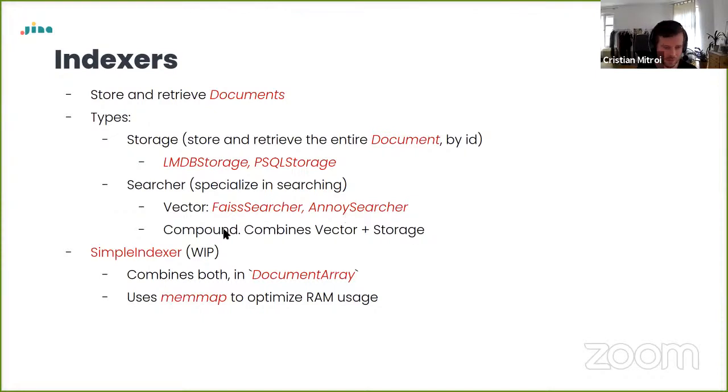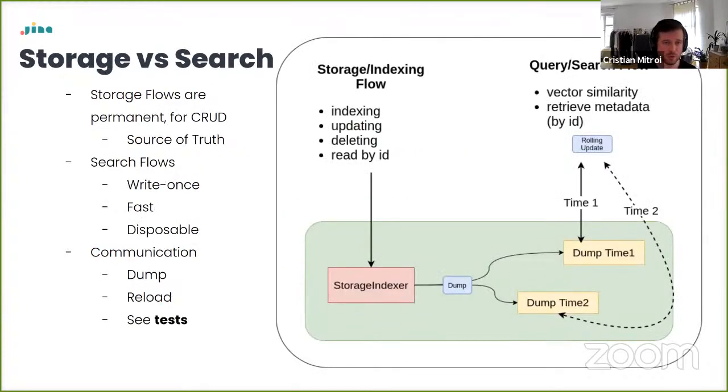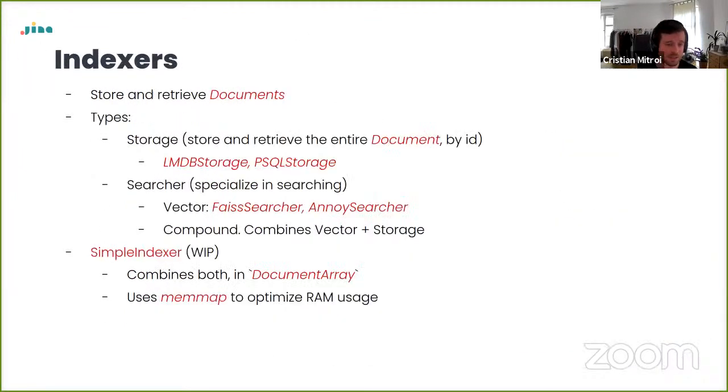And then we have compound searchers, which combine a vector searcher with the lookup for the metadata. We are also working on a simple indexer, which combines both, and under the hood uses a document array, which we saw earlier. And this is for simple applications where you don't care about performance, or for some reason, you don't want to go expand in this way, and you just want to try things out. But it's still very efficient because it uses MEMMAP and it optimizes RAM usage. And that's it for indexers.